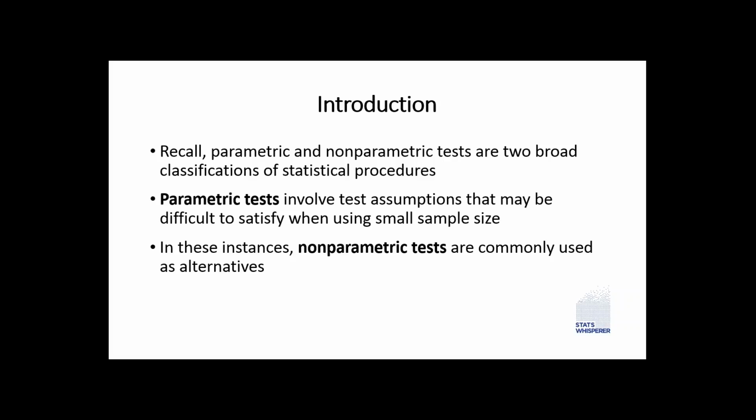Now recall, way back in week 1, we mentioned what parametric and non-parametric statistical tests are, right? So there are 2 broad classifications of statistical procedures. Parametric tests involve test assumptions that are often difficult to satisfy when you have a small sample size, right? So in these instances, non-parametric tests are commonly seen as alternatives to use in statistical analysis.